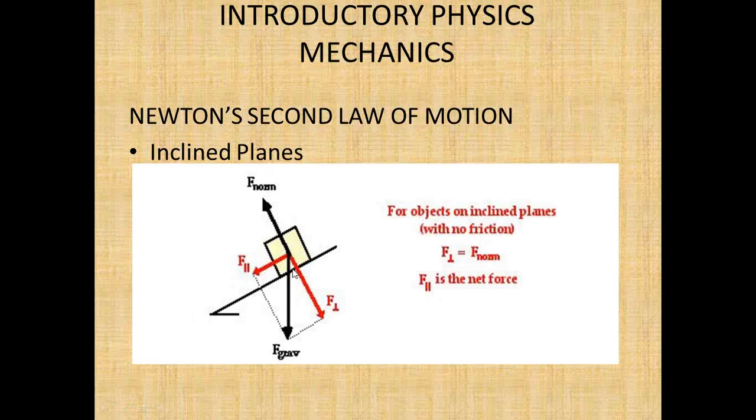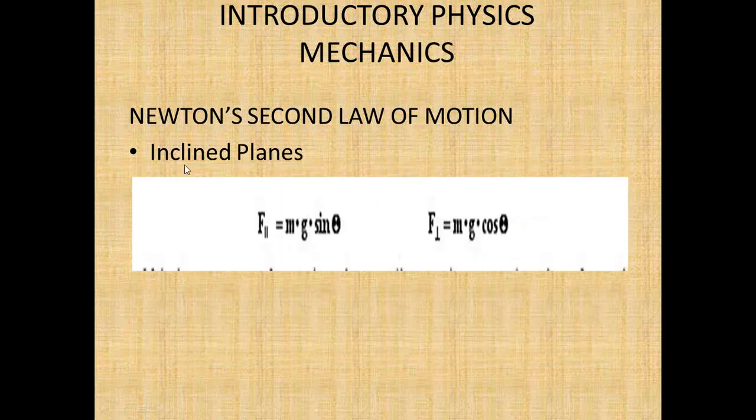So using trigonometry formulas, this parallel component of the force of gravity is equal to the force of gravity times the sine of the angle, and the perpendicular component is equal to the force of gravity times the cosine of the angle. So this is what you're going to get. The parallel component is equal to the force due to gravity times the sine of the angle, and the perpendicular component is equal to the force due to gravity times the cosine of the angle.